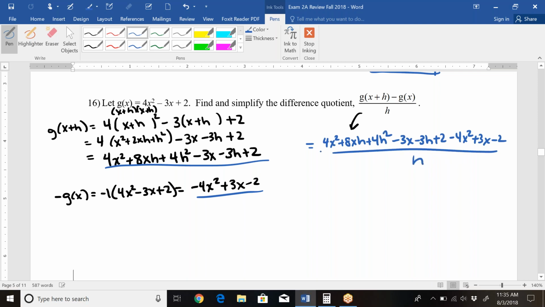Okay, so then the x squareds are canceling again. So are the 3x's, and so are the positive 2's. Notice everything that's left on top has an h in it. And then we would pull the h that they have in common out.